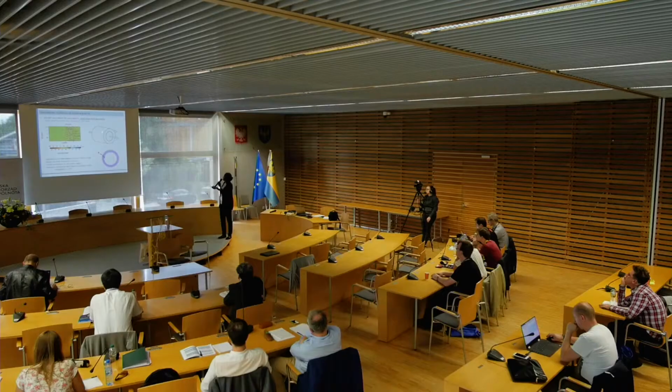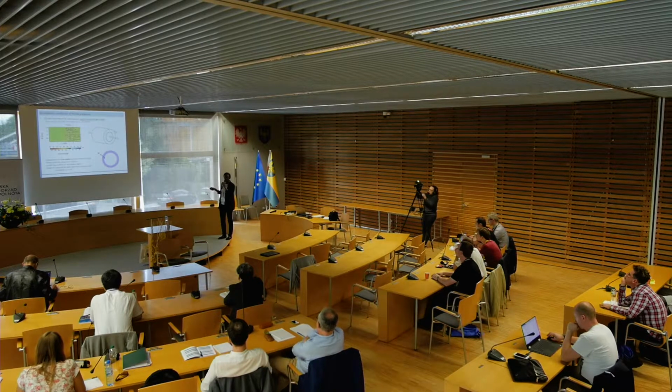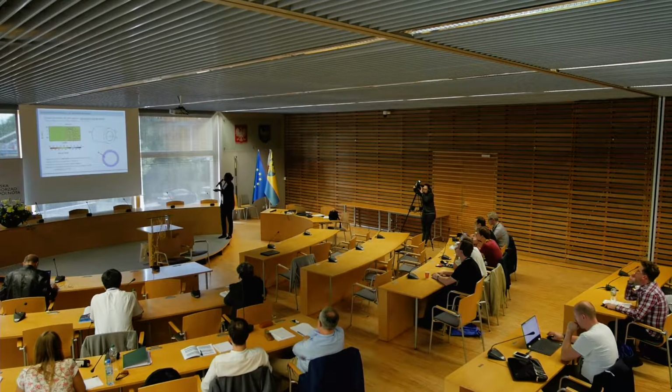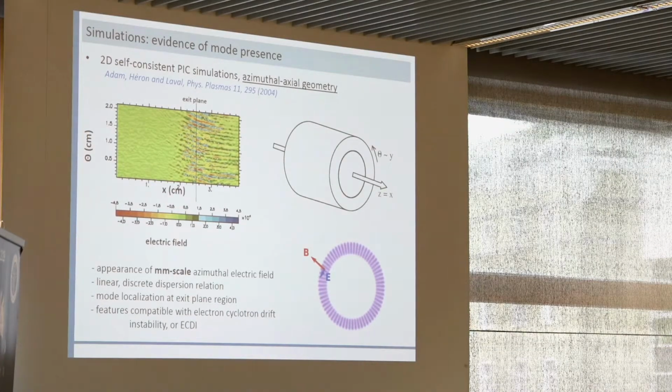The dispersion relation has certain properties we'll look at later. It turns out that these features are compatible with a particular type of instability that we'll look at in more detail. But for now, the image I want you to keep in mind is that instead of having a uniform plasma or electrons moving in a uniform, highly energetic donut at the exit plane, you actually have this kind of structure, a modulation of the electron density. And these are length scales on the order of 1 millimeter.